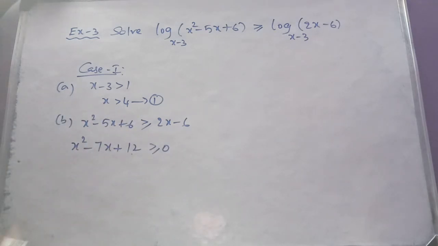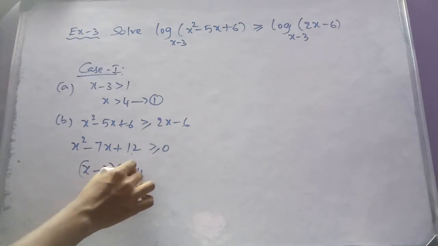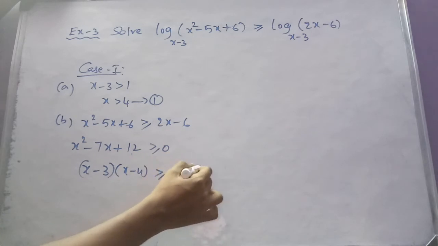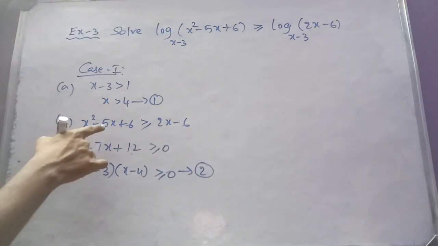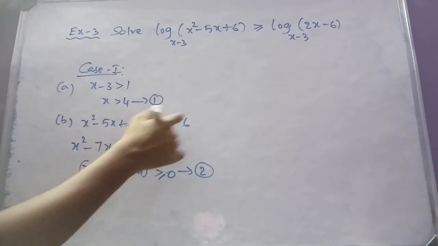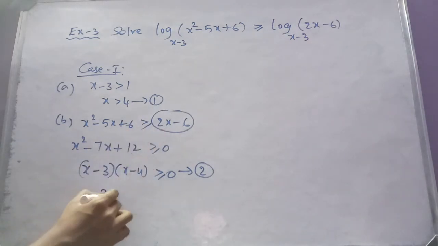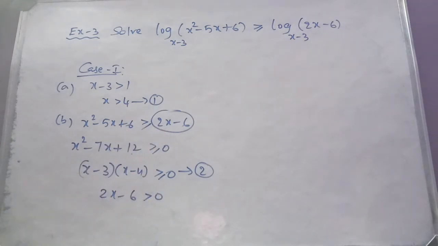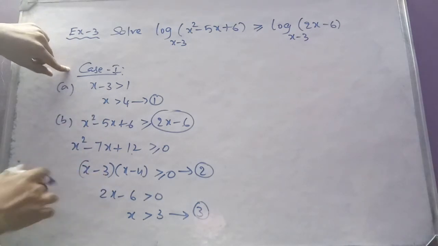Correct? And if you factorize this, you get (x − 3)(x − 4) ≥ 0, the second inequality. Moreover, since f(x) ≥ g(x), the smaller one is g(x), so that must be maintained as positive. It must be positive, so this will give you x > 3. The solution set of the first case is the common solution of these three inequalities. Let us see it later.